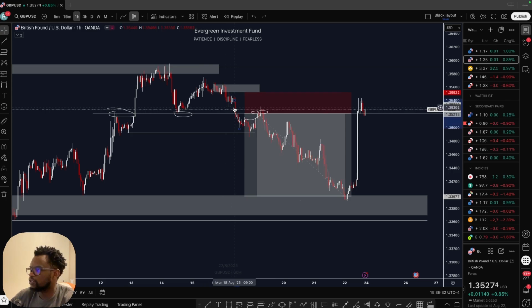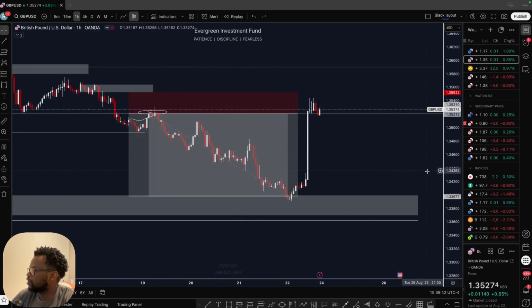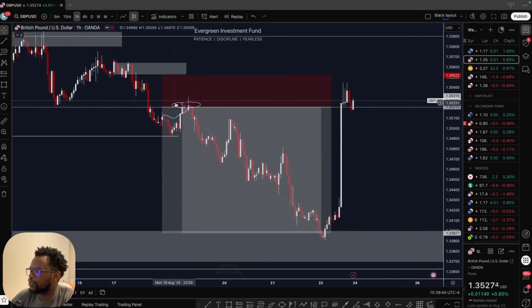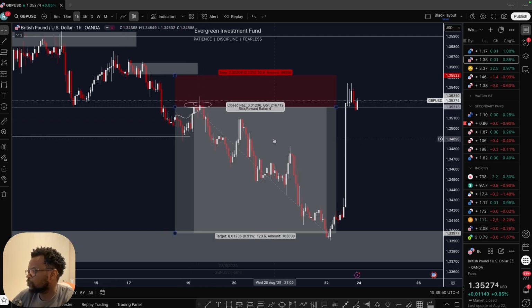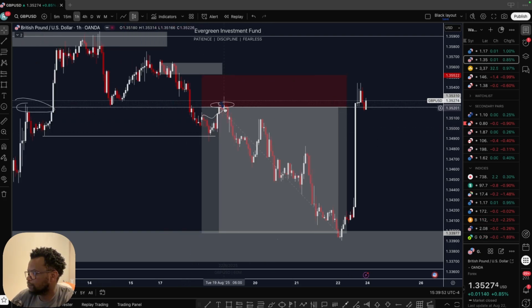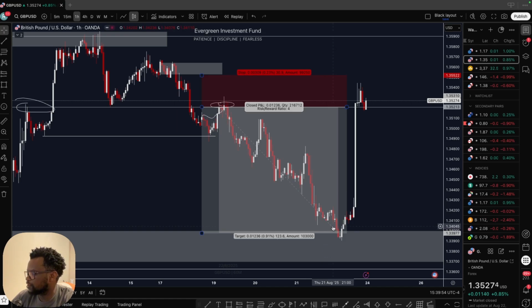Price pushed, let me clean this up a bit. Price pushed into this gap, filled some of this gap, and then closed below this level. My entry was at this level. It tagged me in, went into a bit of drawdown, and then momentum came in. This trade I took on Tuesday, and I held it all the way until Friday.